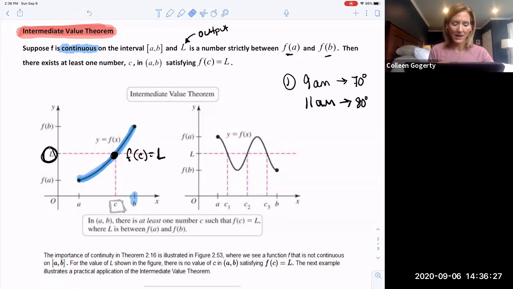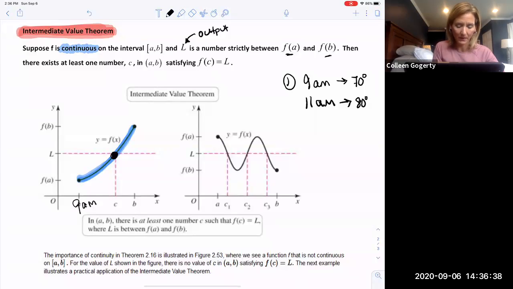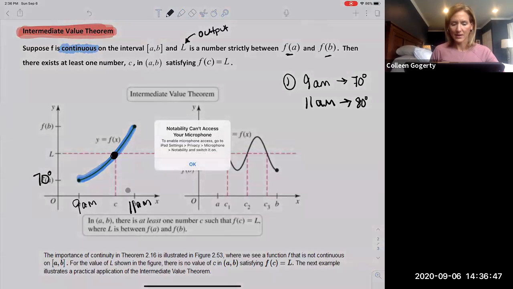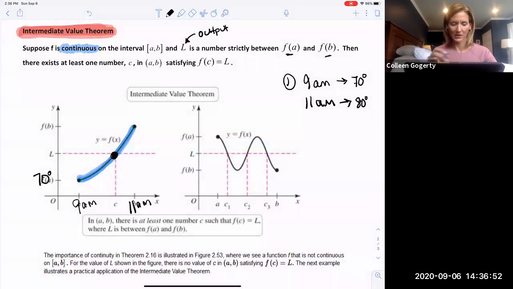So, for example, if I come back to this picture, okay, I'm just making some room. If I say that this A value is 9 a.m. and B is 11 a.m. So f of A, I'm going to call 70 degrees. And, okay, sorry, my iPad's wanting to do something interesting there. And then f of B is 80. Okay. Can you tell me that there has to be some time in between 9 a.m. and 11 a.m. where the temperature was between 70 and 80 degrees?